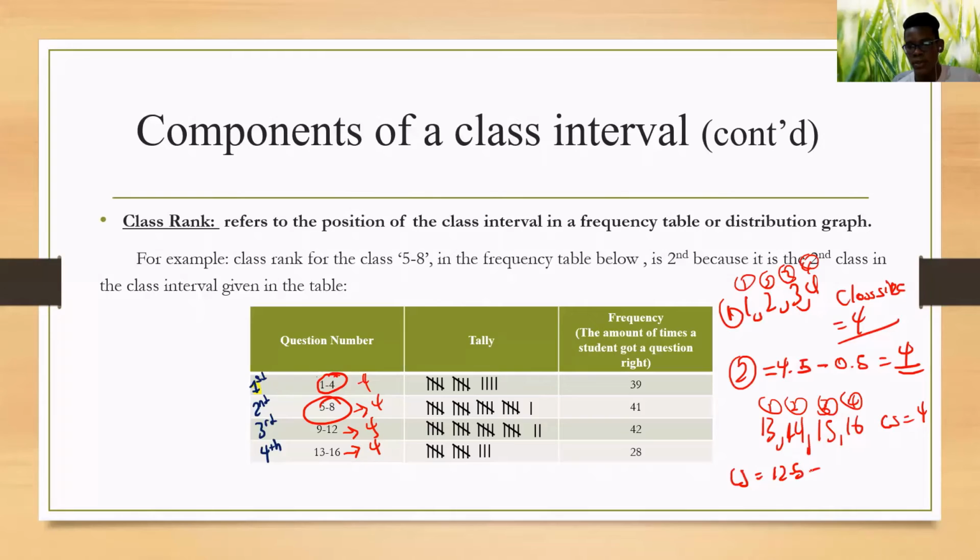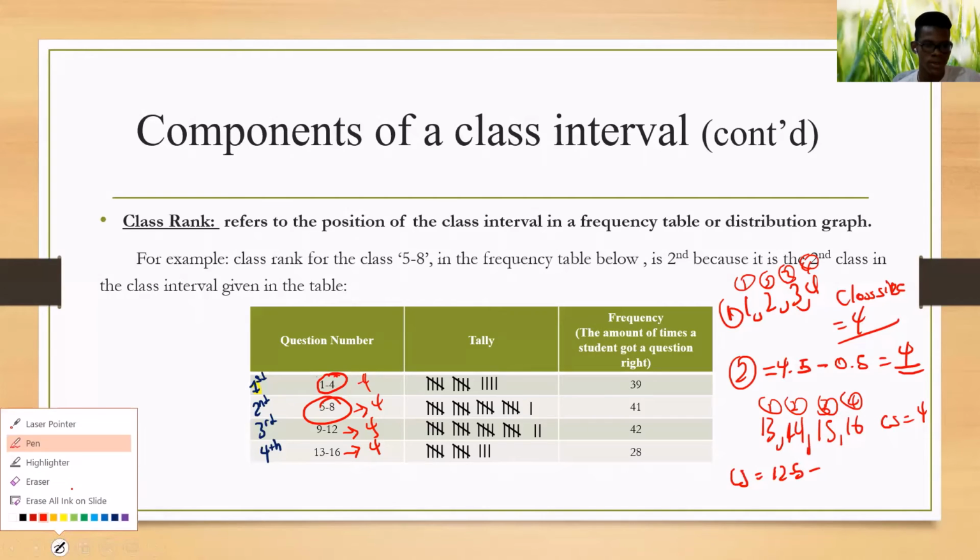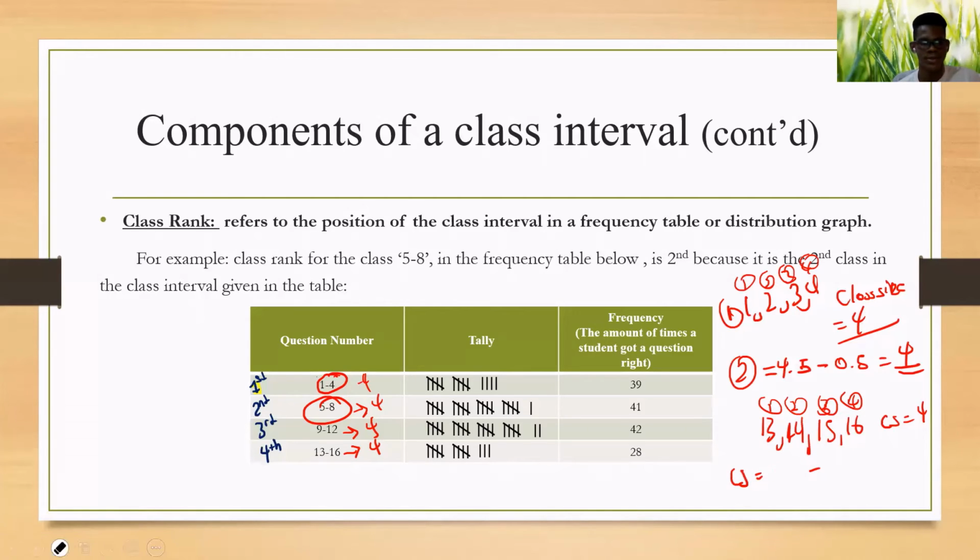12.5 minus, why keep writing the lower boundary first? Upper boundary 16.5. Lower boundary would be 12.5. That'll give us 4. Right, so the class size for each one of these class intervals is 4.